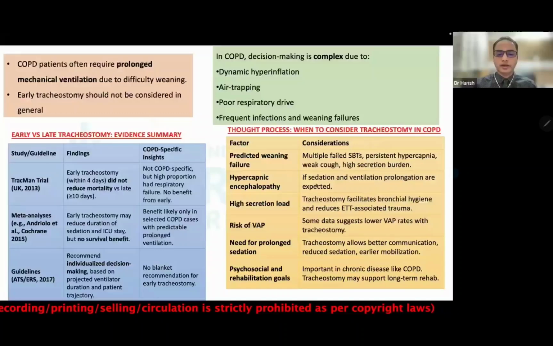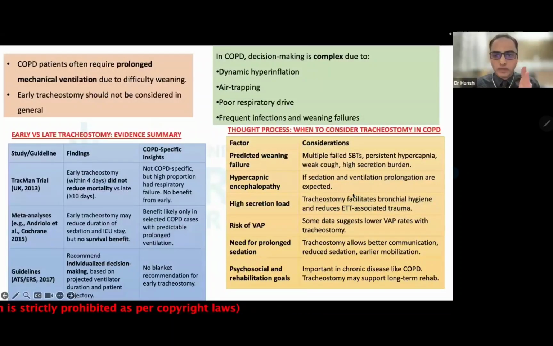So are psychological or rehabilitation goals. Then only you consider tracheostomy in COPD. Otherwise, there is no general recommendation for jumping to early tracheostomy in a COPD patient, because it is not so easy. It is not an end-of-story situation because it's a chronic disease.